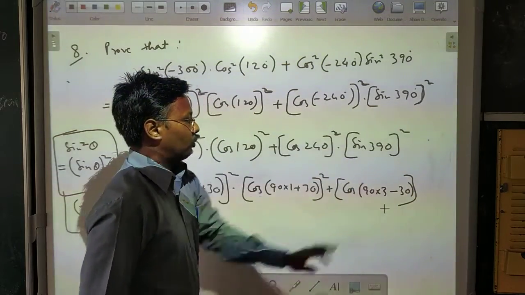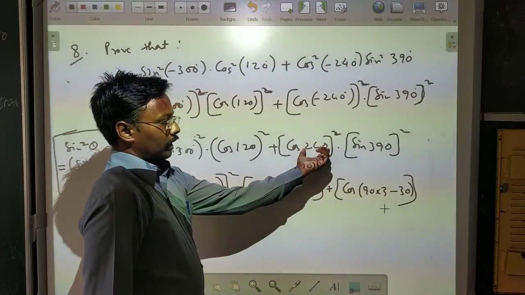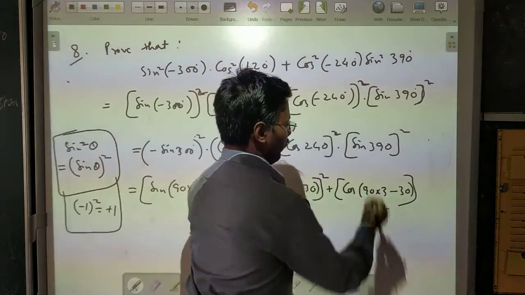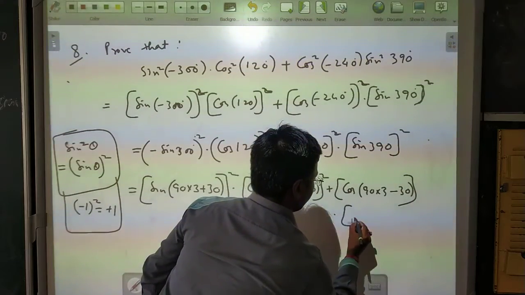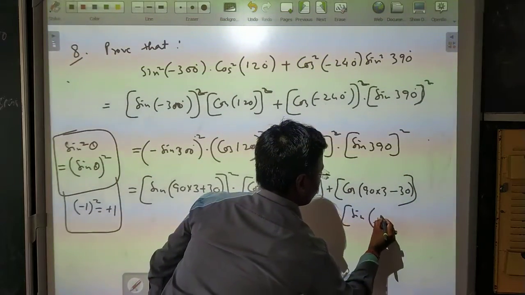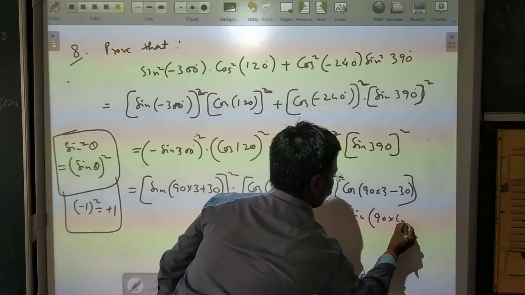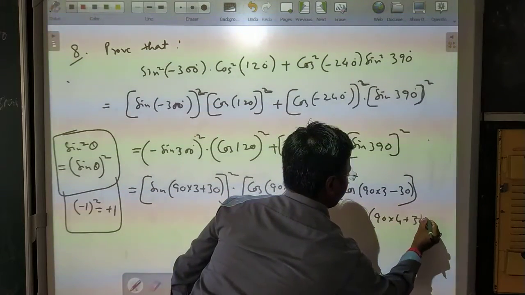or if you want you can use plus sign also here. You can write 90 into 4. In that case you can divide it by 90, it will be easier, into sine 90 into 4 plus 30.